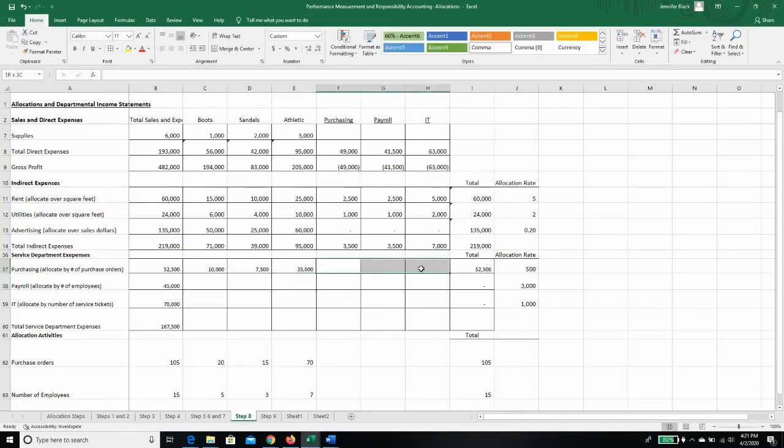Remember, we're not allocating anything to our cost centers. We have our total on the side here, and our total is $52,500, and that's the exact amount we wanted to allocate. The other thing I'm actually going to do here is minus $52,500, because when we allocated, we put that $52,500 into Boots, Sandals, and Athletic, and we're going to take it out of purchasing. Because right now, purchasing actually has expenses in their department, and we want to take them out because we want them to be zeroed out by the end of the day.